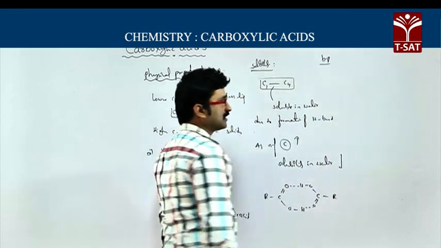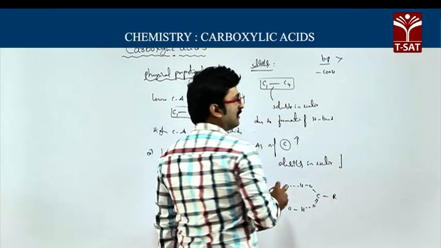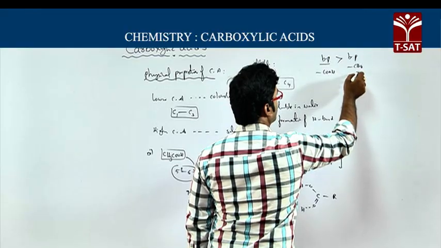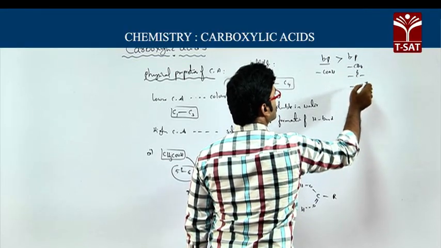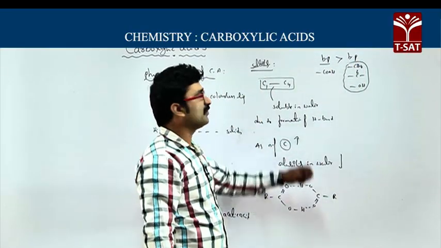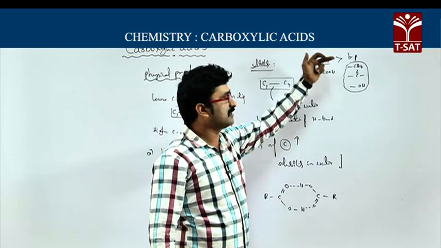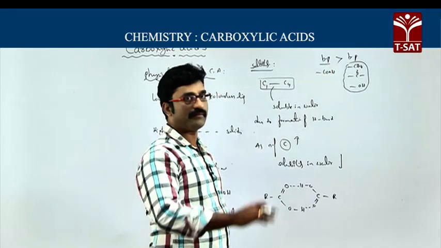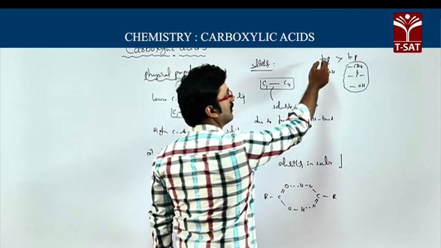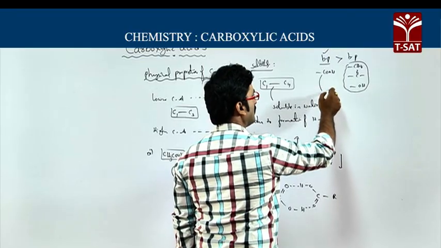When it comes to the boiling point, the boiling point of carboxylic acids is more than the boiling point of aldehydes, ketones, and alcohols having comparable molecular masses. If you compare the boiling points of carboxylic acids with those of aldehydes, ketones, and alcohols having nearly the same molecular masses, then here it will be more. The reason is the presence of hydrogen bonds.